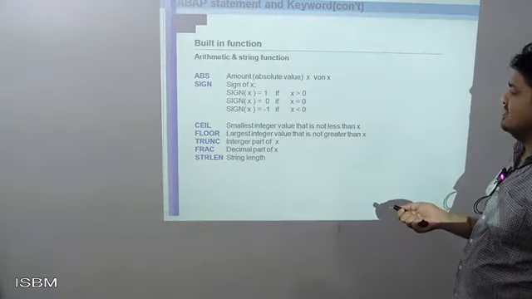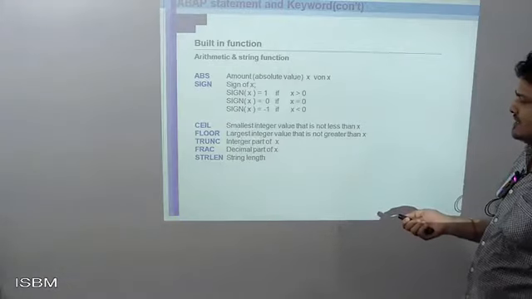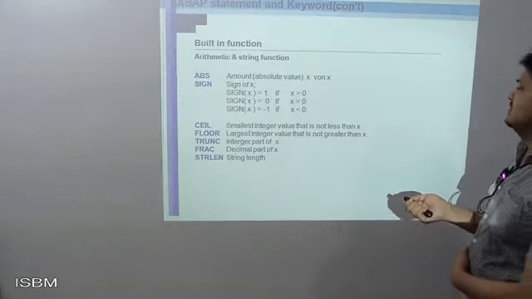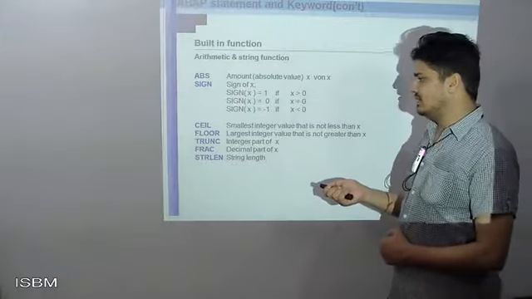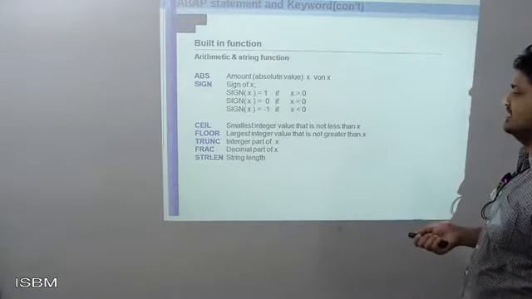Then we have ceil, which is the smallest integer value that is not less than x. We have floor, which is the largest integer value that is not greater than x. We have trunc, the integer part of x. Frac, the decimal part of x. String length, string length.